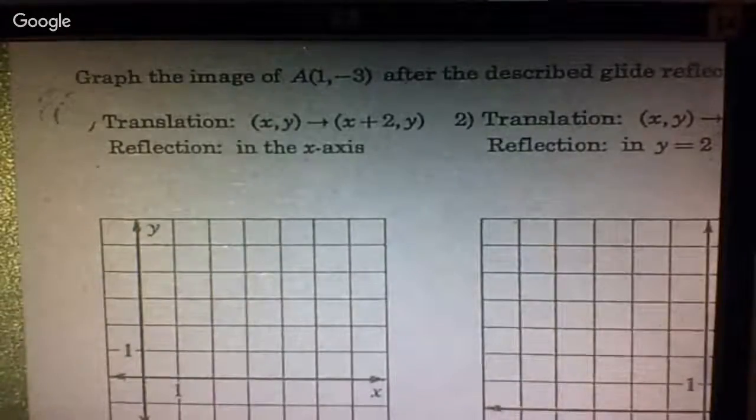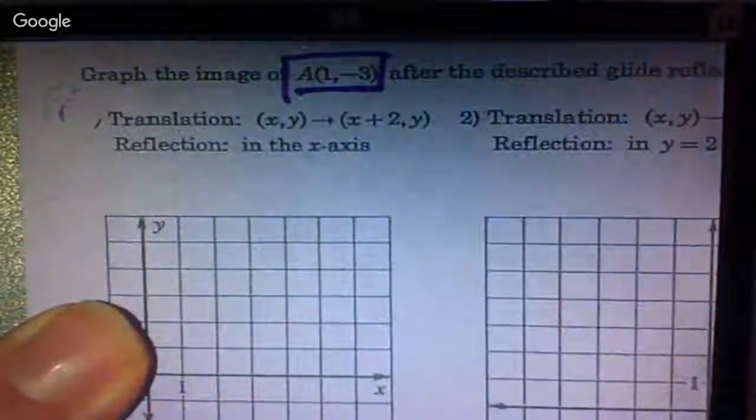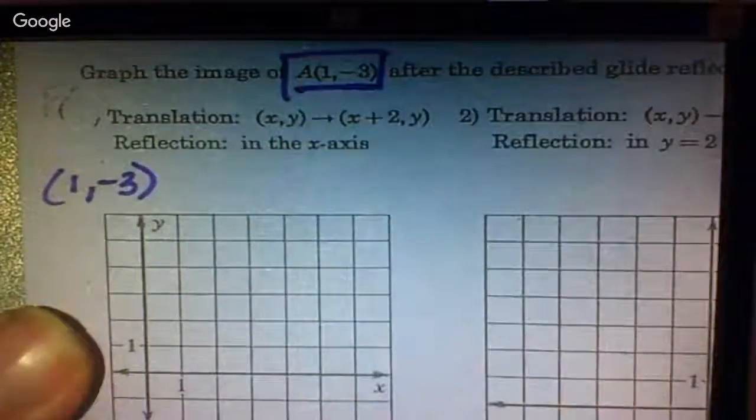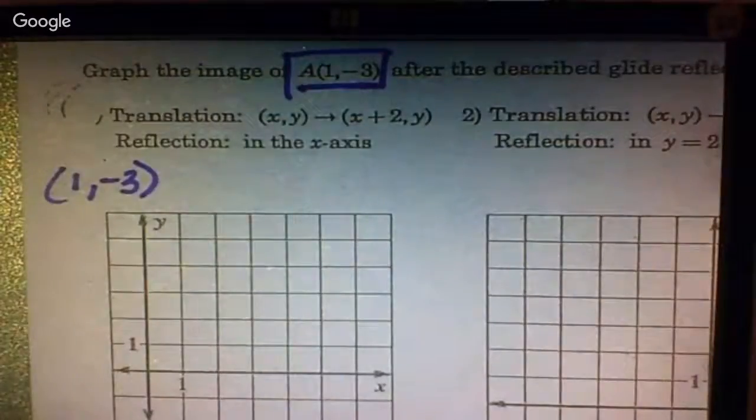All right. So we're going to go through the process of doing composite transformations. Take it one at a time. Don't try to do them all at the same time. So this first one on the left, we're using this point for each one of these. We're going to start with the point (1, -3). Okay, that's our starting point.